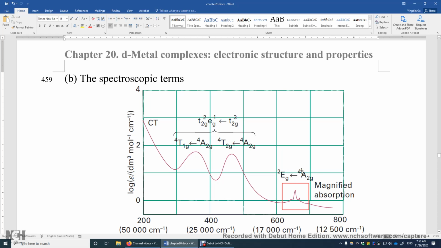Electron flip is forbidden in electronic transition. So that's why this epsilon is so small. And second, this 2Eg has higher energy than 4A2g because of the change in exchange energy. So what is exchange energy? Let's look at 2 different scenarios. In scenario A, you have 2 alpha electrons. In scenario B, you have 1 alpha and 1 beta.